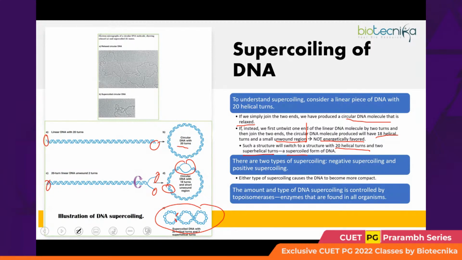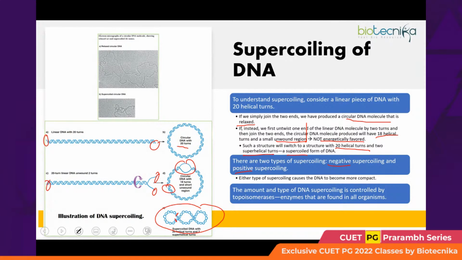Now there are two types of supercoiling: negative supercoiling and positive supercoiling. You don't have to get confused with positive and negative here. These terms simply refer to their relative direction with the helical turns. So if you have B-DNA, which side is the helical turn in DNA?